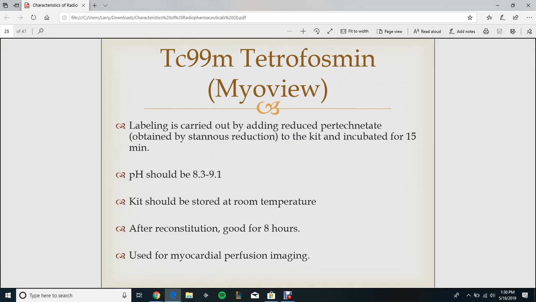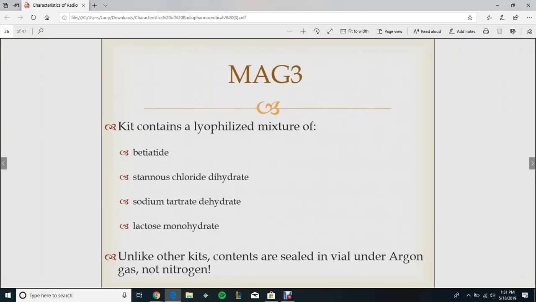Technetium-99m tetrofosmin, the Myoview. Labeling is carried out by adding reduced pertechnetate, obtained by stannous reduction, to the kit and incubating for 15 minutes. The pH should be between 8.3 and 9.1. The kit should be stored at room temperature. After reconstitution, it's good for 8 hours. It's used for myocardial perfusion imaging.